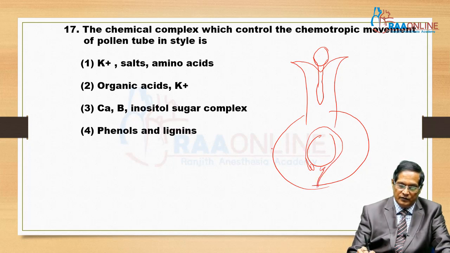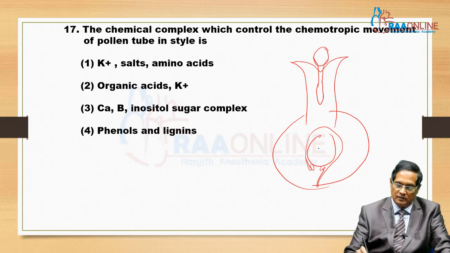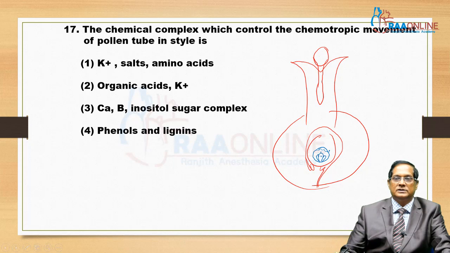And within the ovule, the embryo sac is present. This is the embryo sac. In the embryo sac, this is the egg cell, this is the synergid, these two are the polar nuclei, and three antipodal cells are there.